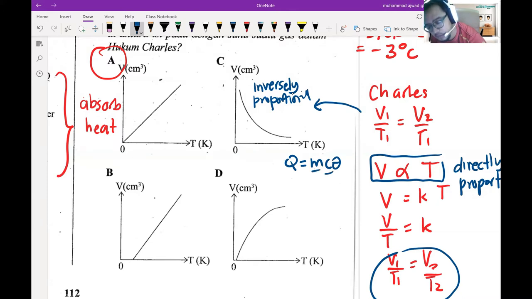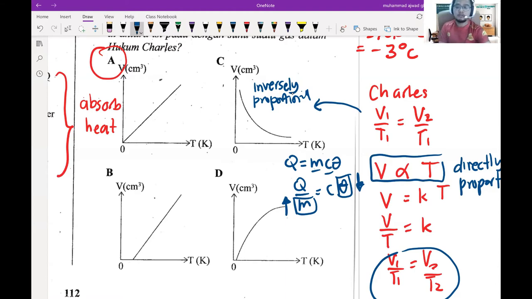So, mass C theta. Contoh macam tu. Okay. So, mass dengan theta lah. Mass dengan theta. So bigger mass lagi besar, theta dia lagi sikit. So itu inversely proportional. Tapi sebab apa?